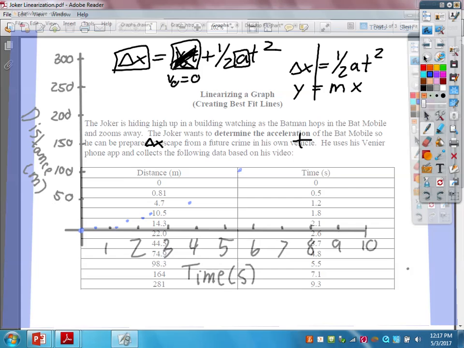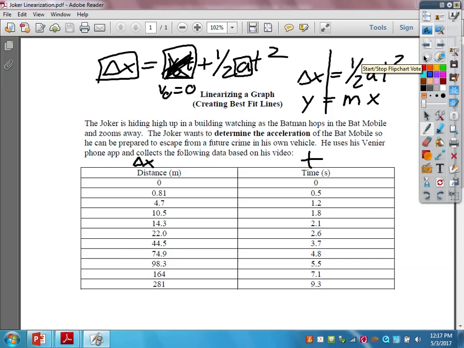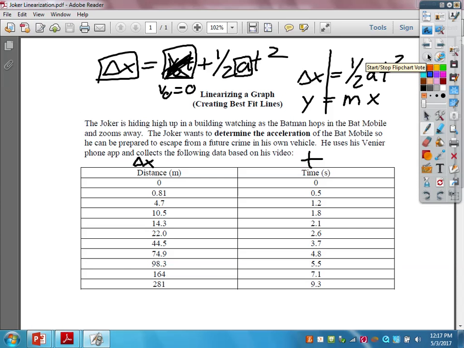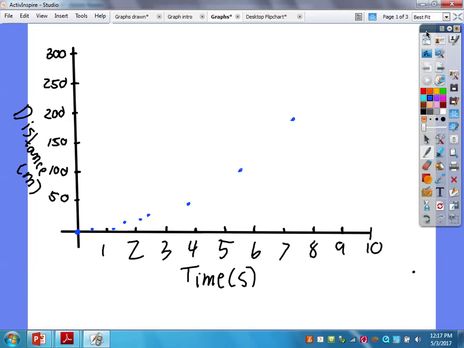Okay, almost done. 7.1 and 164. And then finally, 9.3 and 281. All right.